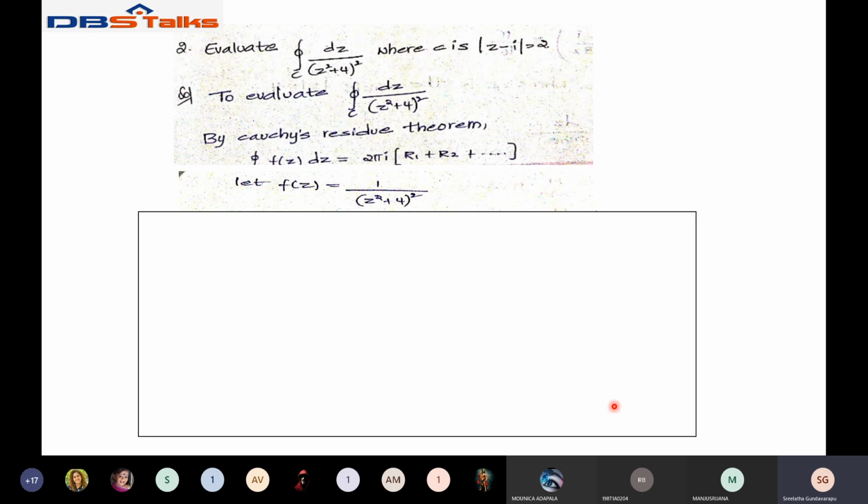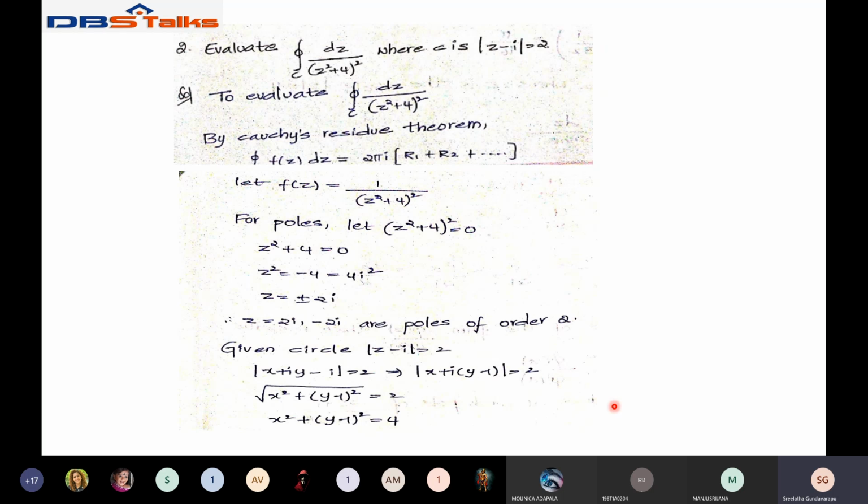That means first we have to find the poles. Let f(z) be 1 by (z square plus 4) whole square. To find the poles of f(z), let the denominator equal 0: (z square plus 4) whole square equal to 0, so z square plus 4 equal to 0, z square equal to minus 4, that means 4i square, that is z equal to plus or minus 2i. So z equal to plus or minus 2i are poles of order 2.